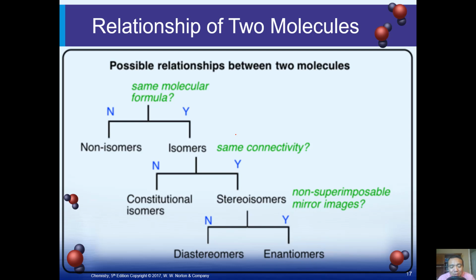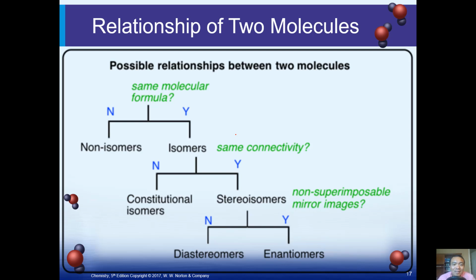Remember the cis-trans isomers: they have the same connectivity, so they are stereoisomers. And cis-trans isomers are not mirror images of each other, so they are not enantiomers. So the cis-trans isomers are actually diastereomers. Just to clarify, in case you are a little bit confused.